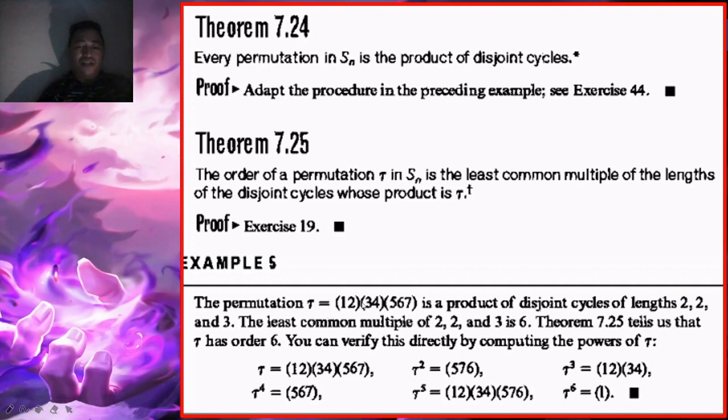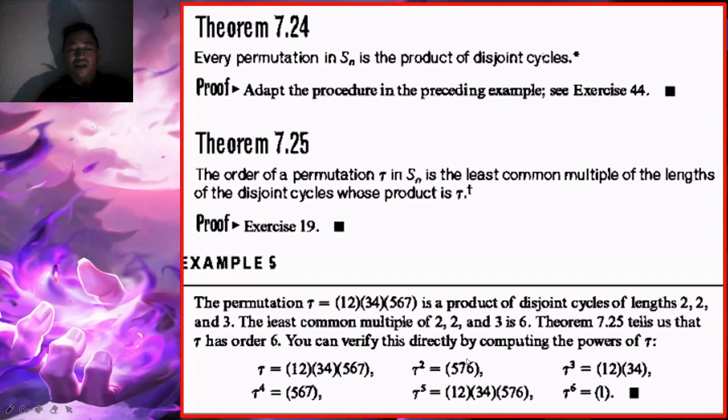In this example, the permutation tau is a product of disjoint cycles of lengths 2, 2, and 3. The least common multiple of 2, 2, 3 is 6. Therefore, theorem 7.25 tells us that tau has order 6. So tau raised to the power of 6 returns to the identity.